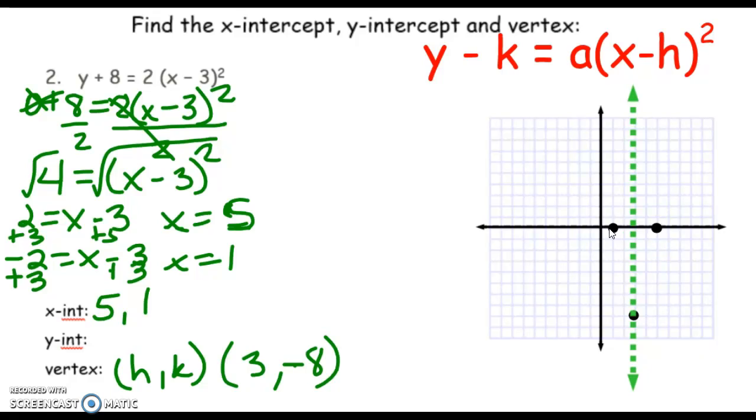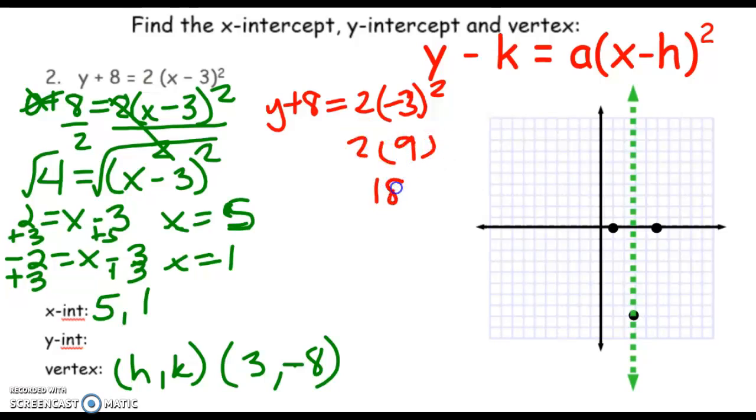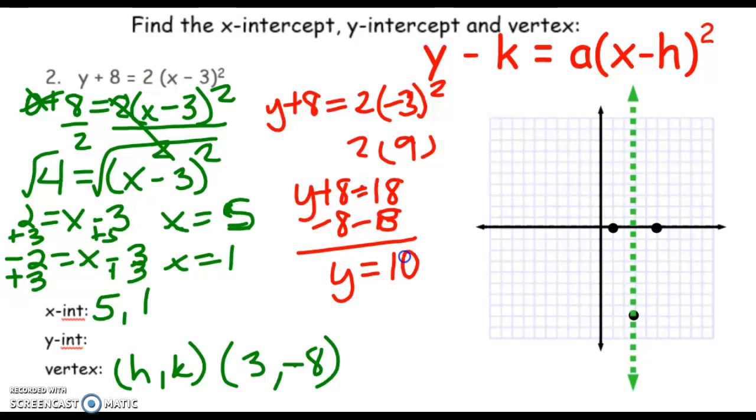So I'm going to plug in 0 for x on the other one. So I now have y plus 8 equals 2 times 0 makes it negative 3 quantity squared. Let's do that negative 3 squared first. So that's going to give me 9 times 2, which would be 18. So y plus 8 equals 18. I'm going to have to subtract my 8. And that's going to give me y equals 10.